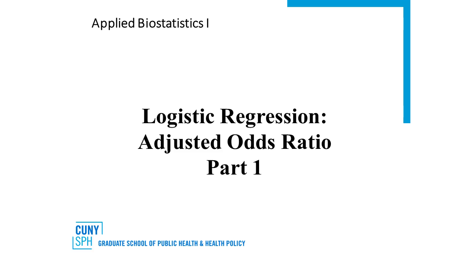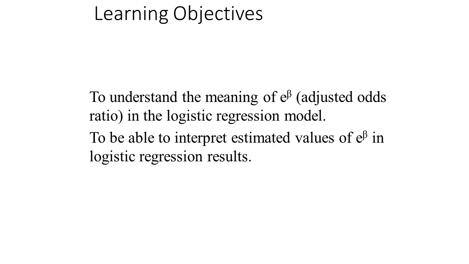In this session, we study more about logistic regression, with focus on its regression coefficients, or beta coefficients, as adjusted odds ratio. By studying materials of this session, we will understand the meaning of e to the beta, as the adjusted odds ratio, in the logistic regression model, and we will be able to interpret estimated values of e to the beta in logistic regression results.